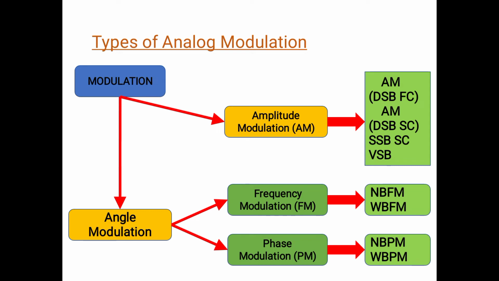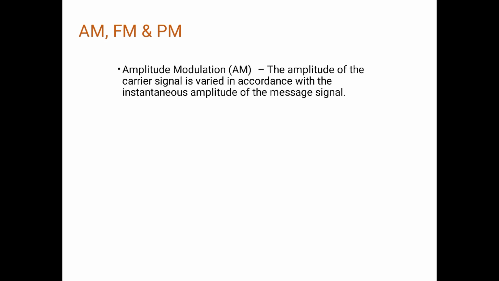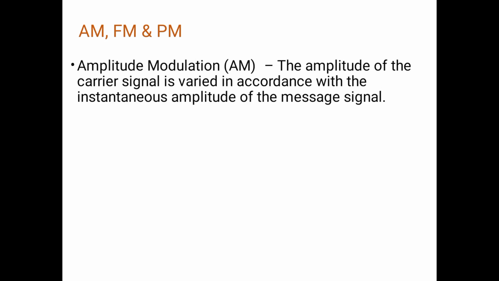Now let's see what are the definitions for amplitude modulation, frequency modulation and phase modulation. First, the definition for amplitude modulation. The amplitude of the carrier signal is varied in accordance with the instantaneous amplitude of the message signal.